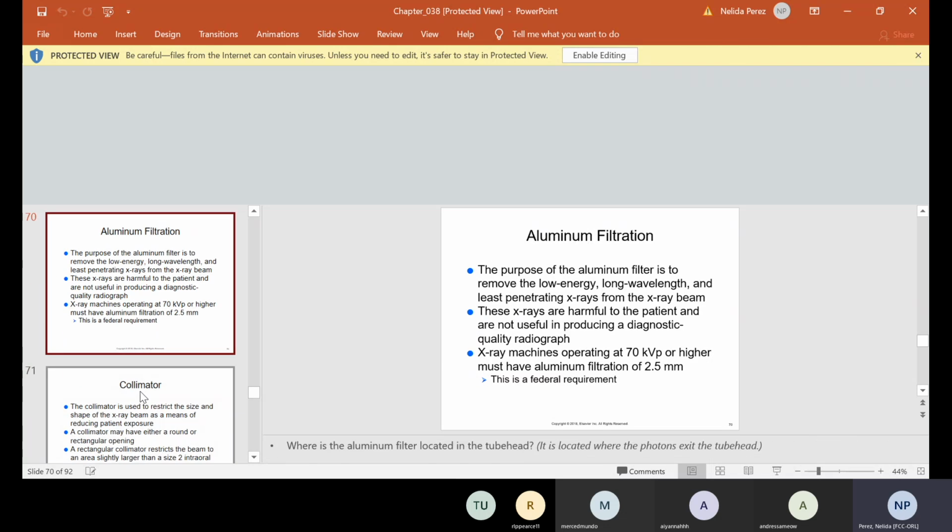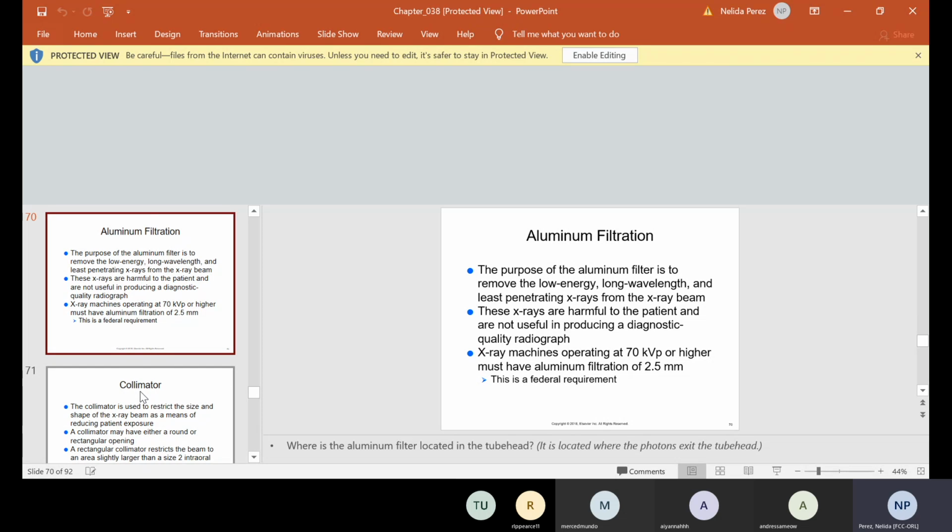immediately. Aluminum filtration. The purpose of the aluminum filter is to remove the low energy, long wavelength, and least penetrating x-rays from the x-ray beam. These x-rays are harmful to the patient and are not useful in producing a diagnostic quality radiograph. I already mentioned to you that most x-ray machines operate at 70 kVp or higher and must have an aluminum filtration of 2.5 millimeters. This is a federal requirement, okay?